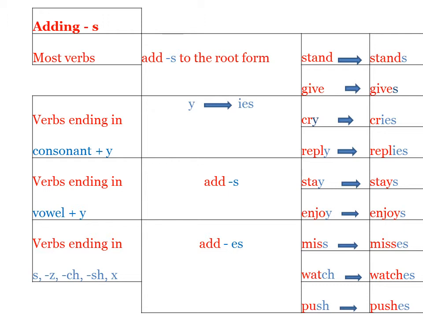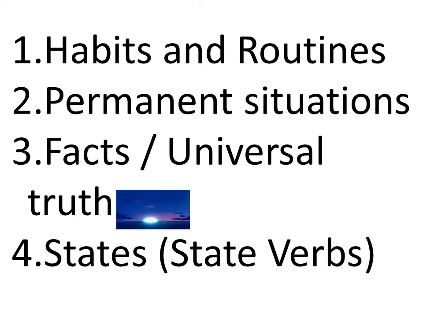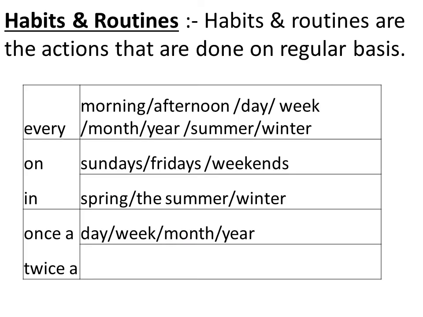Now we will learn four main uses of simple present tense. Simple present tense is used when we talk about habits and routines, permanent situations, facts and universal truth, and finally when we talk about states and state verbs. Let's start with habits and routines.